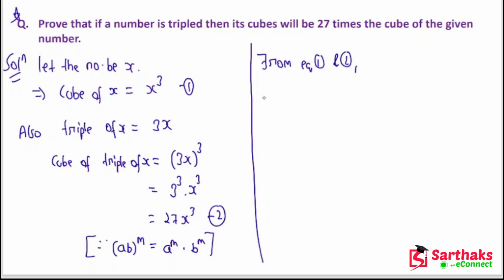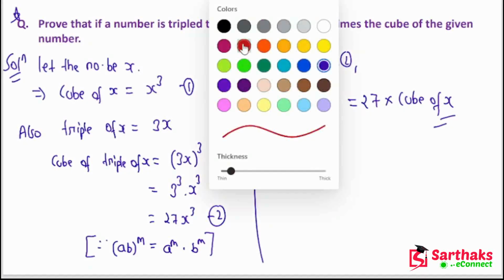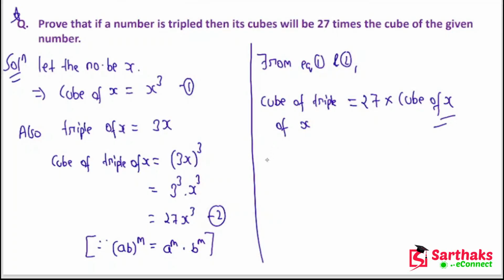It says that the cube of triple of x is equal to what? 27, right, into what? x cube. What was x cube from equation number 1? See, we are rewriting equation 2. One more time, focus on equation 2. Cube of triple of x equals 27 x cube. We have written 27. Now x cube we are replacing by equation number 1, which is cube of x. Hence you can generalize this fact, because x is a general number we have taken.